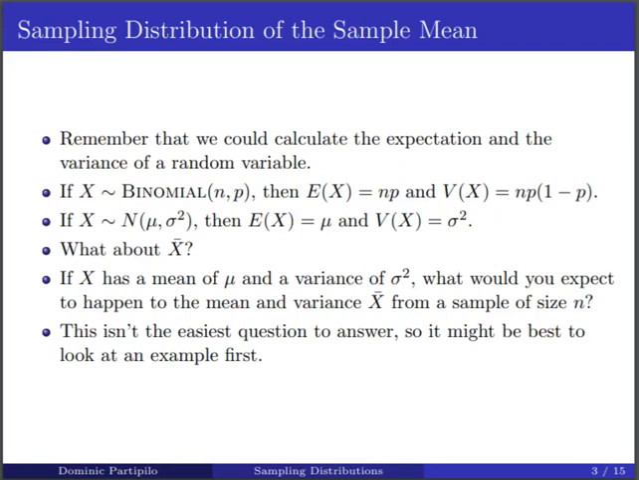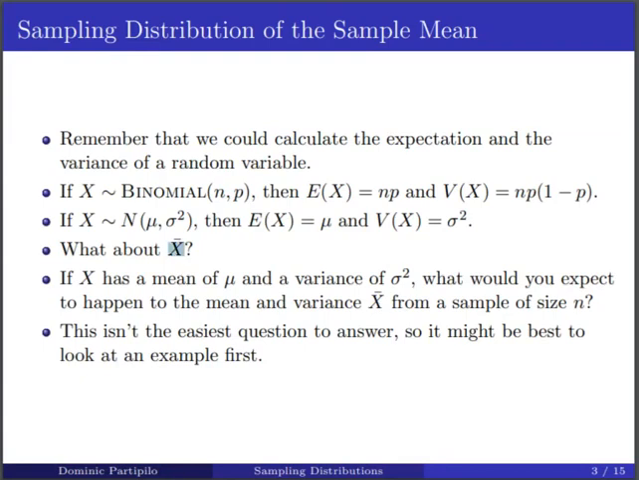So remember that we can calculate the expectation and the variance of random variables. If x follows a binomial distribution with parameters n and p, then the expectation of x is n times p, and the variance of x is n times p times 1 minus p. And if x follows a normal distribution with parameters mu and sigma squared, then the expectation of x is mu, and the variance of x is sigma squared.